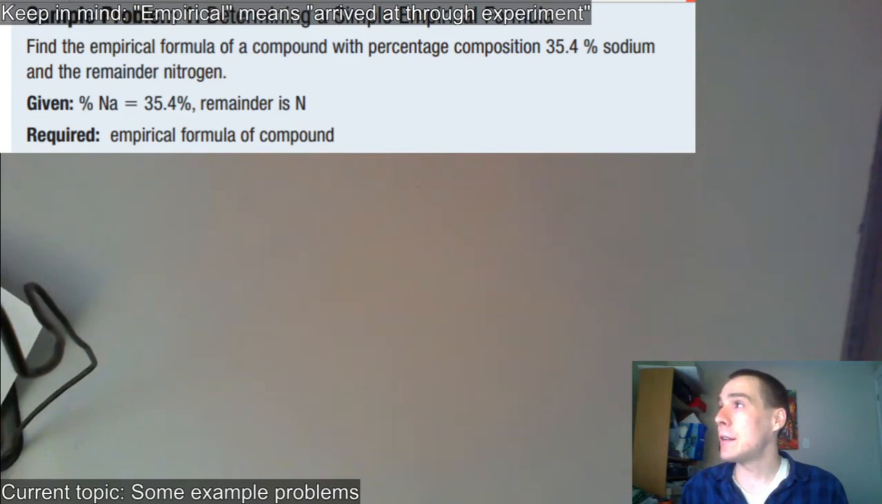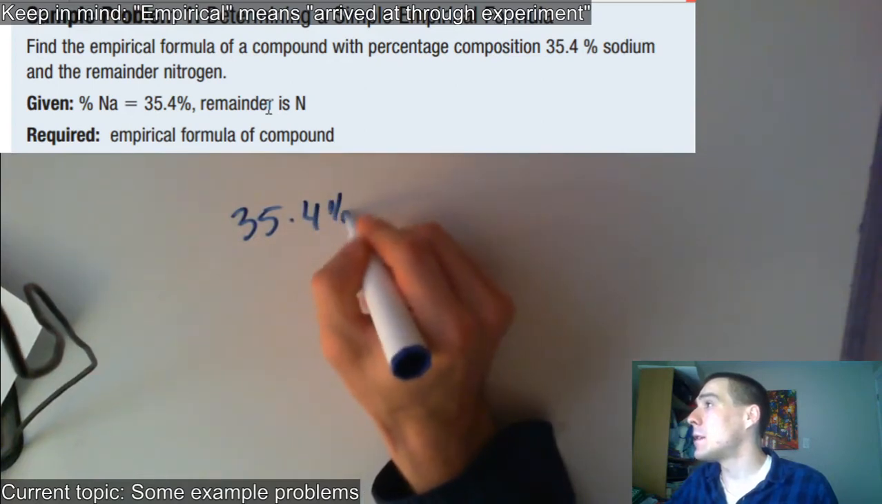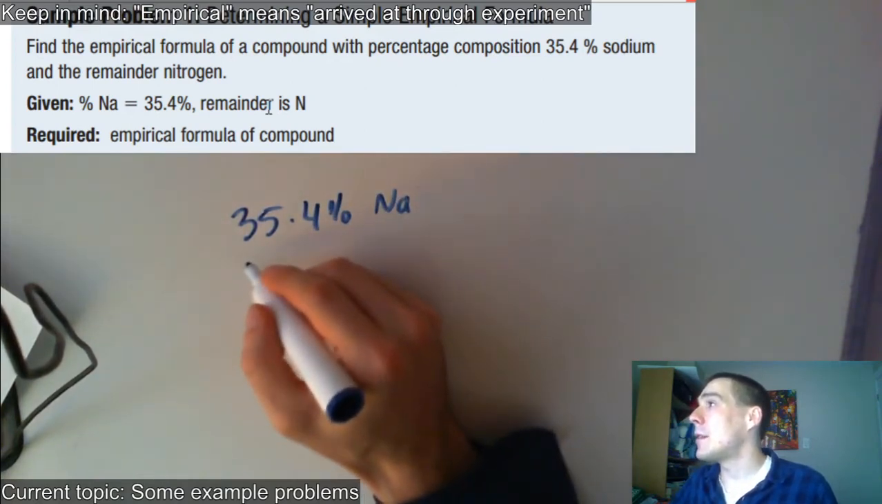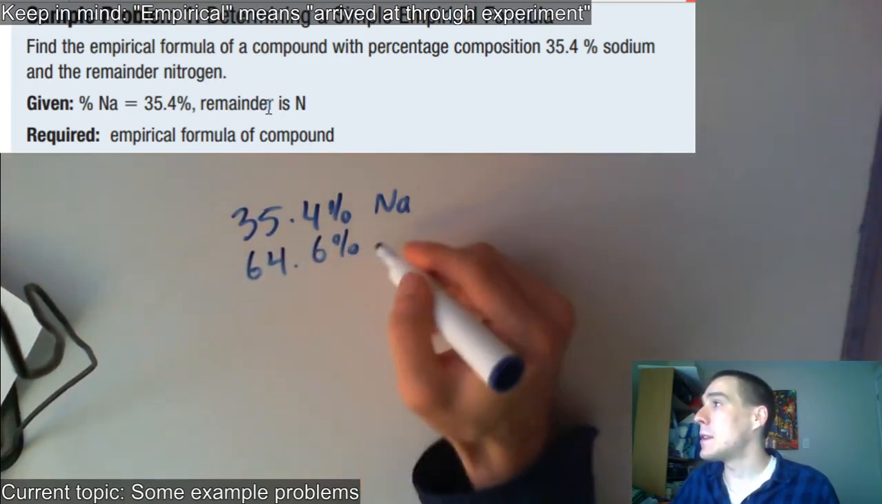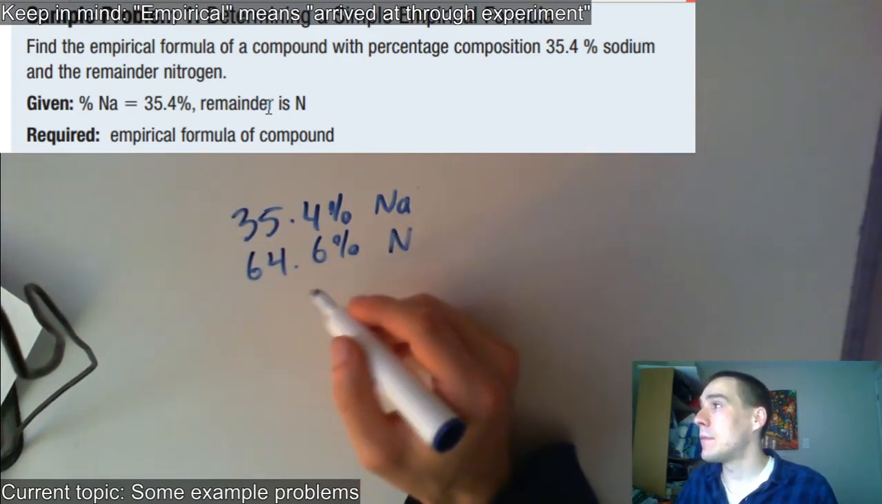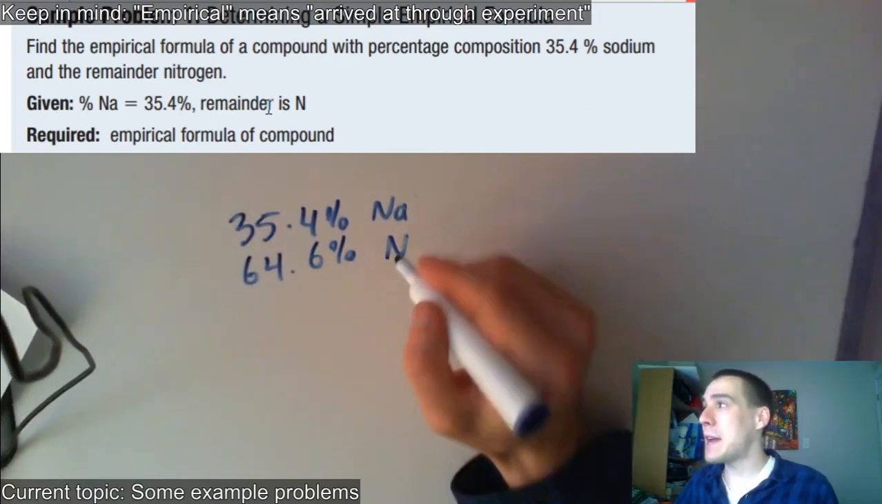We're given: find the empirical formula with percent composition of 35.4% sodium and everything else is nitrogen. So we know that the percent of sodium is 35.4% by mass, and the remainder is nitrogen. Let's write that out. We have 35.4% sodium, and whatever the remainder of that is, which would be 64.6% nitrogen. I think that adds up to 100. Yeah, it does. Now the trick here is it's by mass.